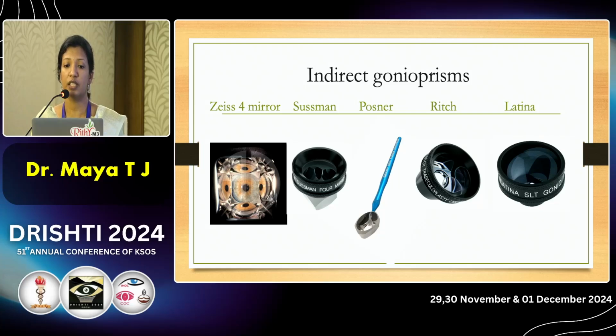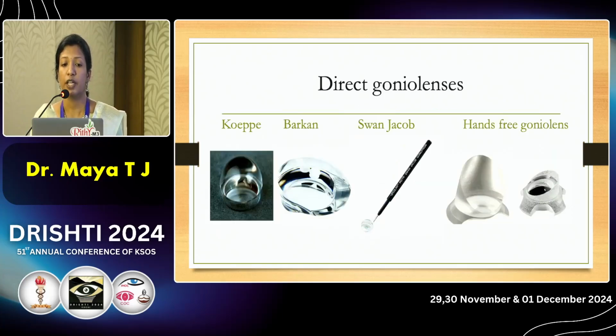These are the other indirect gonioprisms, Zeiss 4 mirror, Sussman and Posner, which don't need a coupling fluid. The other trabeculoplasty lenses are Ritch and Latina. Direct gonio lenses are Koeppe, Barkan, Swan-Jacob and hands-free gonio lenses.